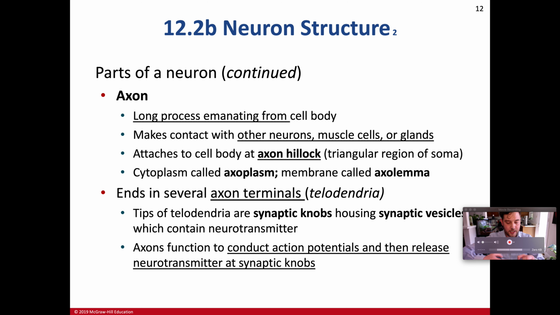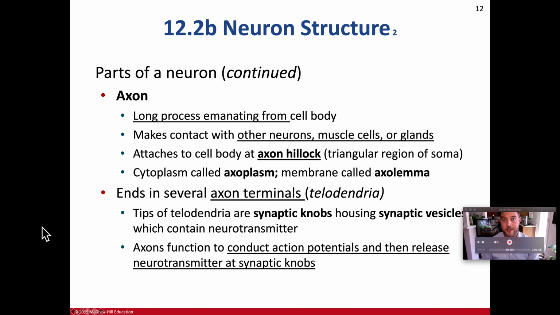The cytoplasm and the plasma membrane of axons are named a little bit differently. We call them the axoplasm for the cytoplasm and the axolemma for the plasma membrane. The axons end in several axon terminals. Telodendria, these things have lots of different names: synaptic knobs, synaptic terminals, axon terminals. It's all the same thing. The tips of the synaptic knobs house the synaptic vesicles, which typically contain neurotransmitters. Axons function to conduct action potentials and then release those transmitters at the synaptic knobs. That's the whole purpose for the axon, that conductive function of neurons.